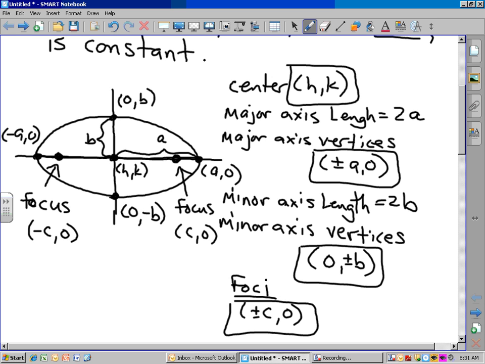Are the focus points where it would make a circle? No, that's not how that works. There is a relationship that connects a, b, and c. That relationship is c squared equals a squared minus b squared. That is very important. That connects a, b, and c. So it's not that it's a circle.